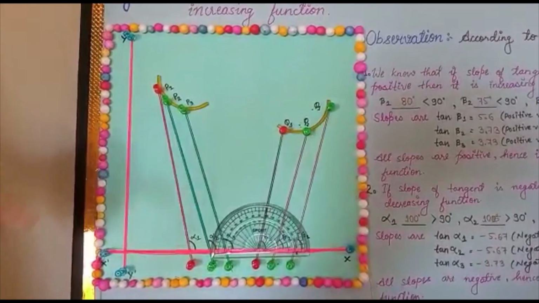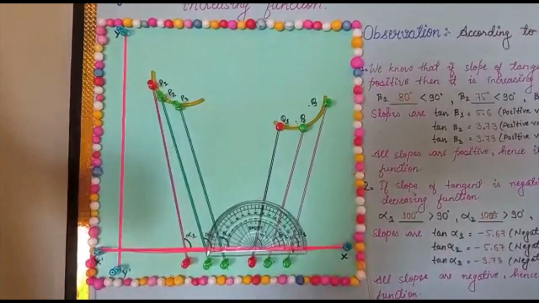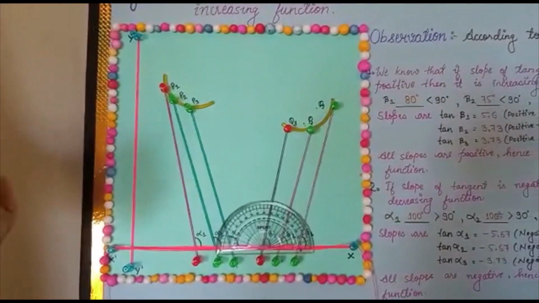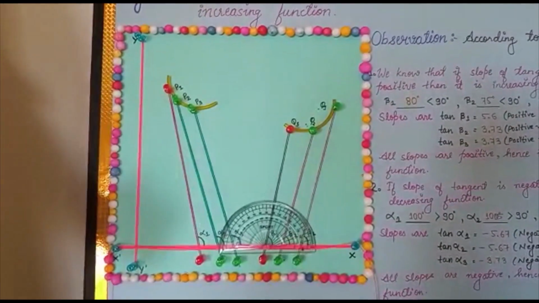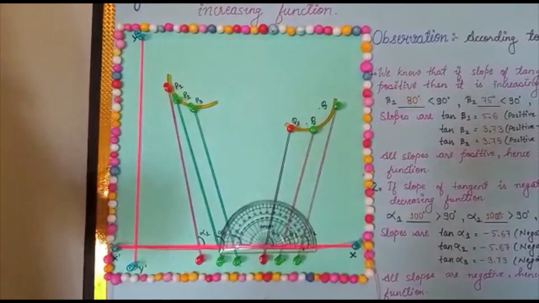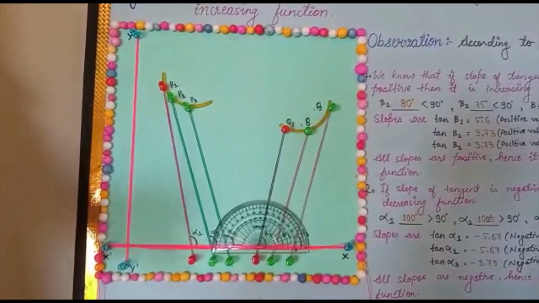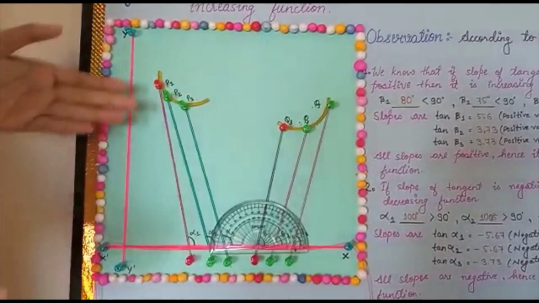We know that the derivative of a curve is tan theta. If the first derivative of the function is greater than 0, then it is an increasing function, and if it is less than 0, then it is a decreasing function. So let's see curve number 1.